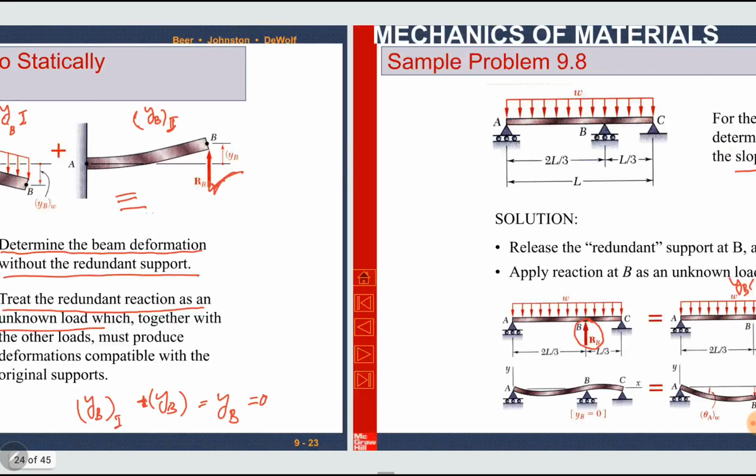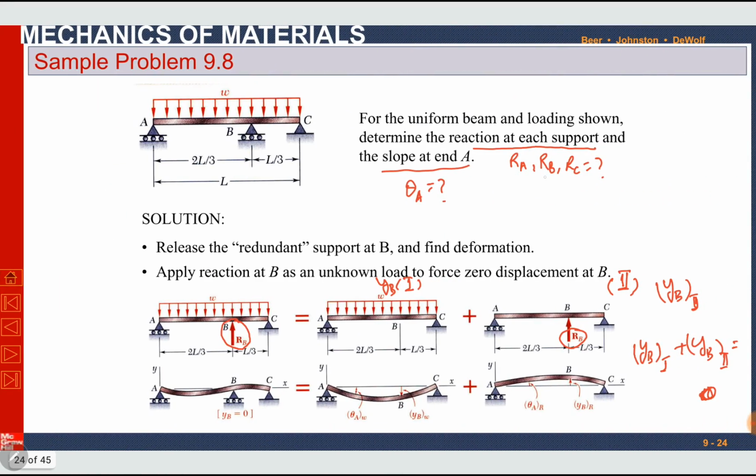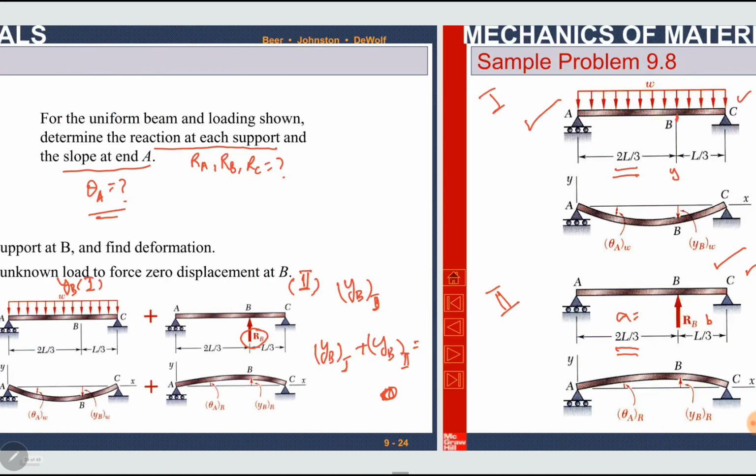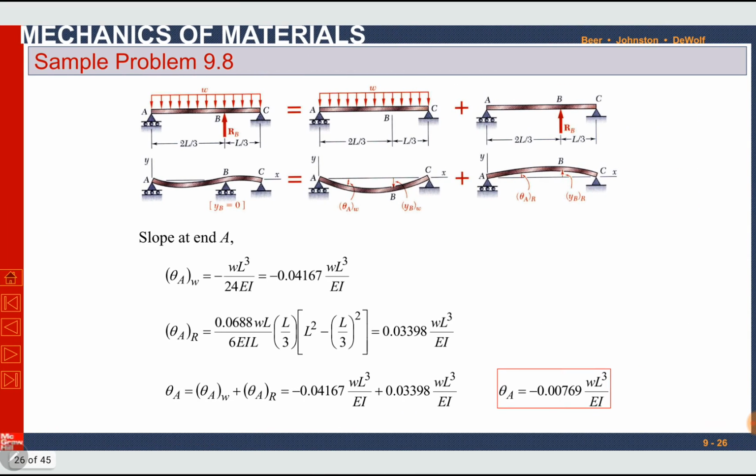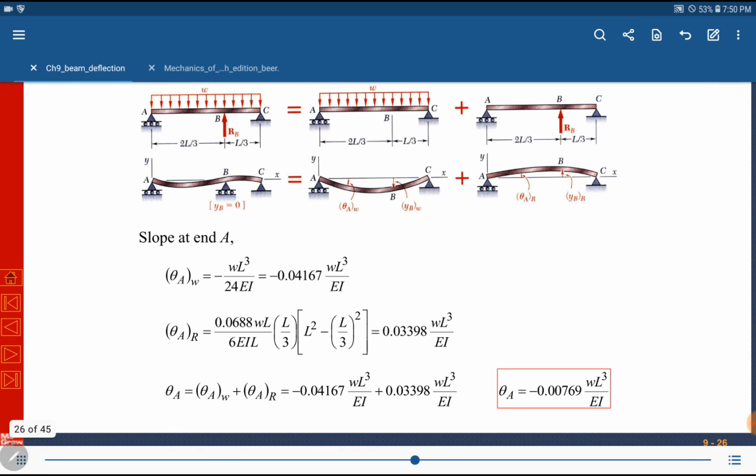Okay, what else was required? RA, RB and RC are now calculated. Theta A is required. For this we need an expression for theta so that we can put x equal to 0 for point A and we can find theta A. So again, for this loading and this loading, we will find theta from the table. You can go to the table and find the expression of theta.